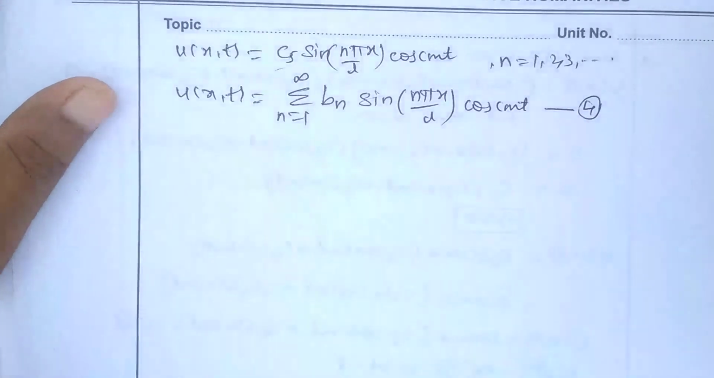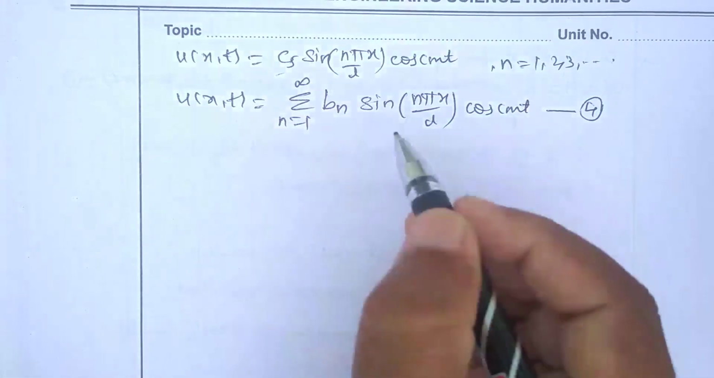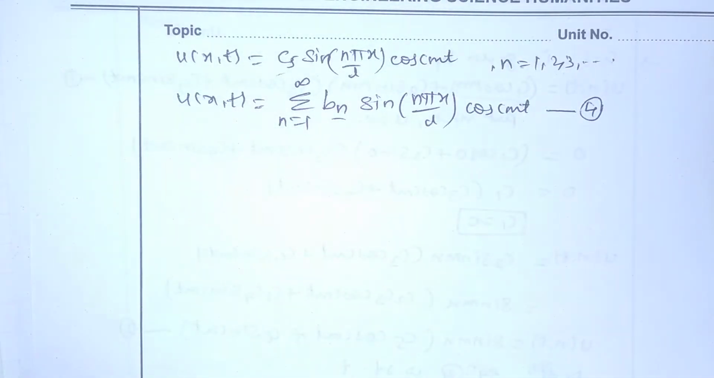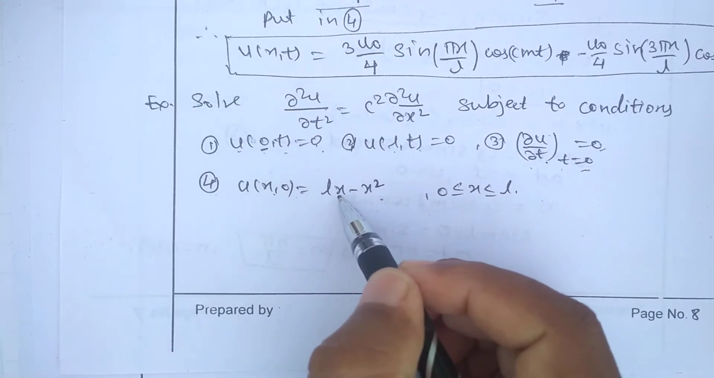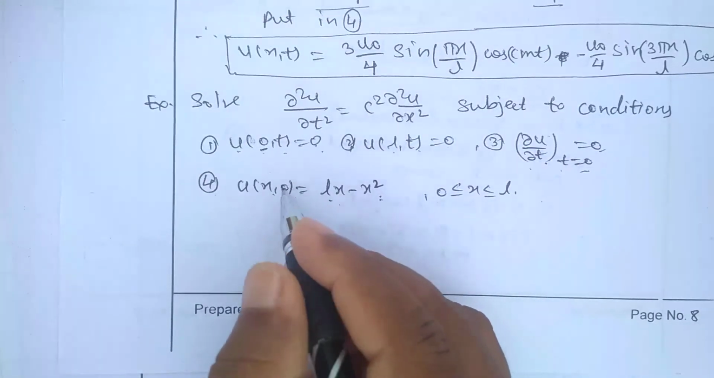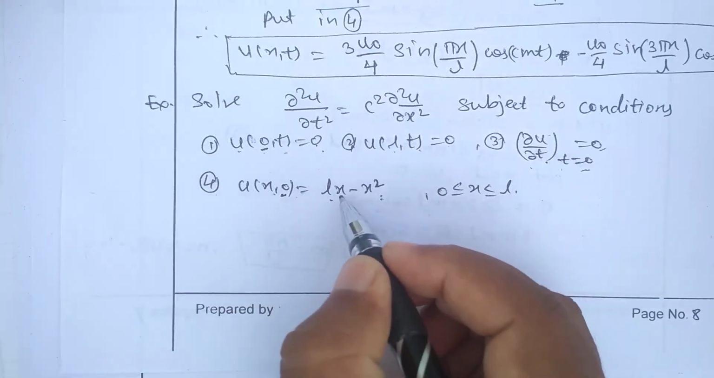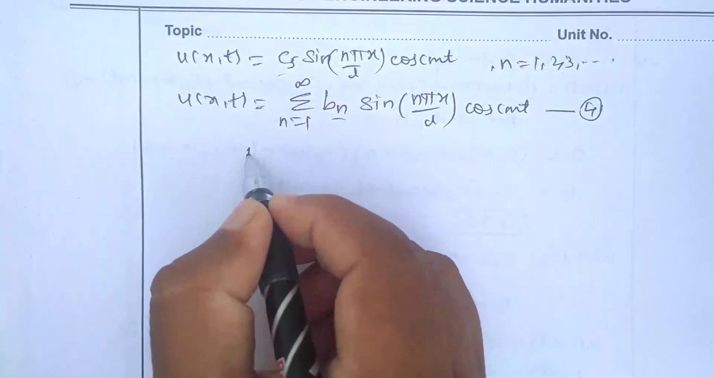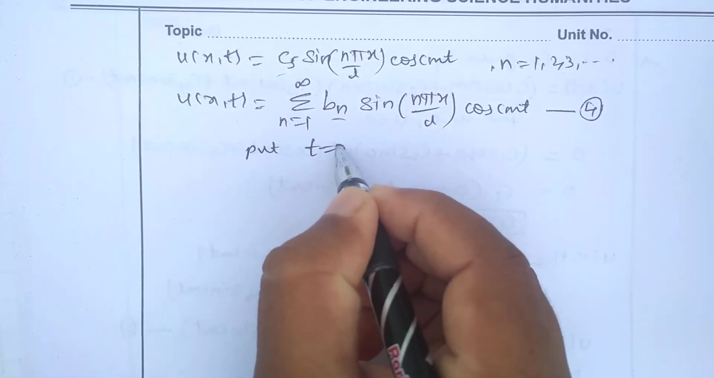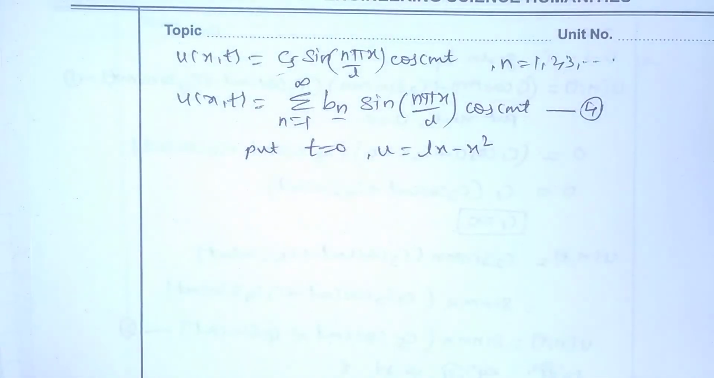Call this equation number 4. Now use the last condition and calculate the value of Bn. So what is our last condition? Last condition is given that u of x comma 0 is equals to Lx minus x square. That means at t is equals to 0, value of u is Lx minus x square. So put here t is equals to 0, so u is equals to Lx minus x square.